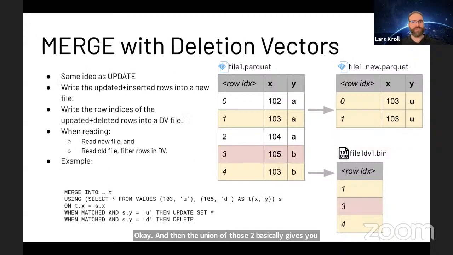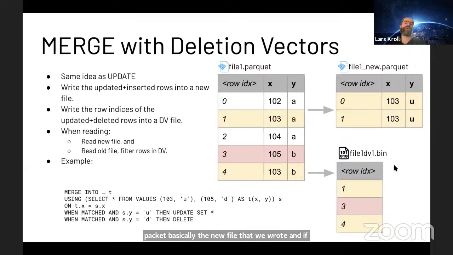When we do merge, we do essentially the same idea, right? So let's say we have the same merge command as before. We selected rows 1 and 4 for update, and row 3 is now a delete. Right? Again, in the same manner, we produce a new Parquet file by rewriting the updated rows. So rows 1 and 4 go with a new Y value into file 1 new Parquet, basically the new file that we wrote. And if inserts happen, we also throw those in there.